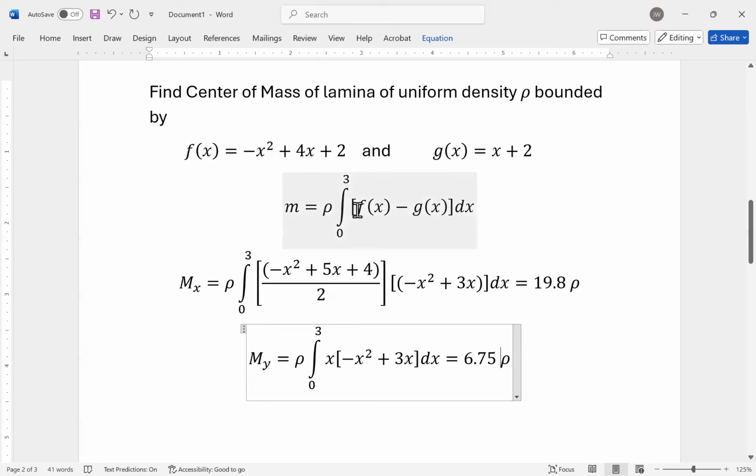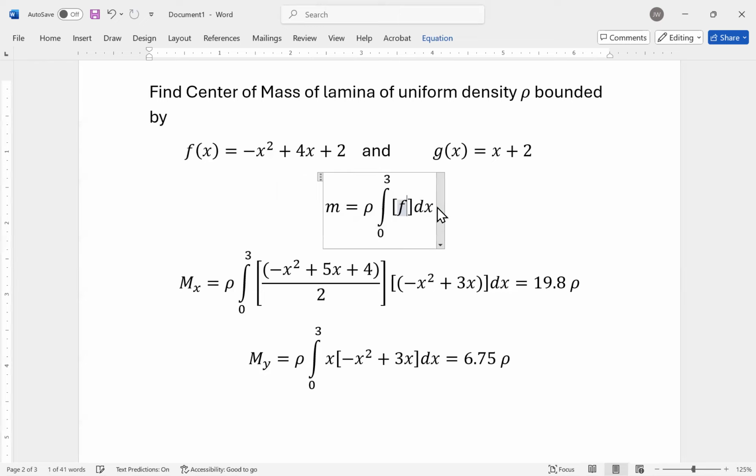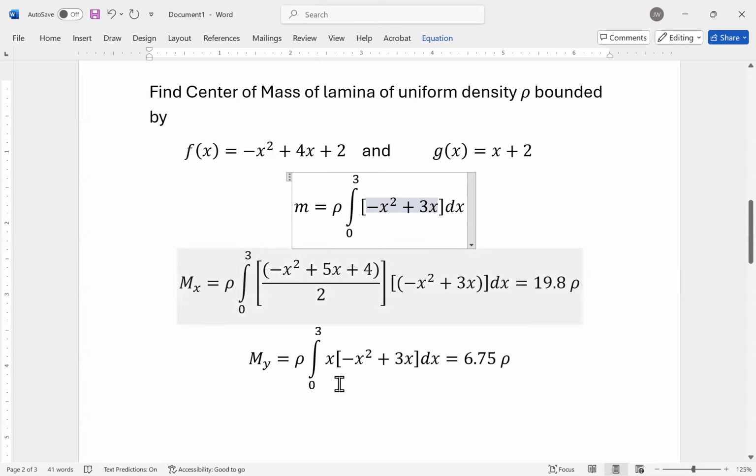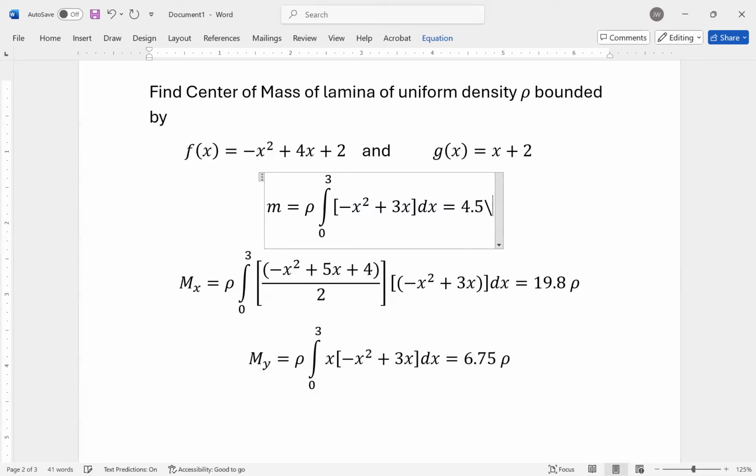Now I can go back. If I'm doing this on my calculator, I can hit second enter and just get rid of the x. And now we have our mass. Because again, f minus g is still the same thing, negative x squared plus 3x. And if you eliminate that x from the moment about the y-axis, you get the mass, the formula for mass anyways. And that's 4.5 times rho.